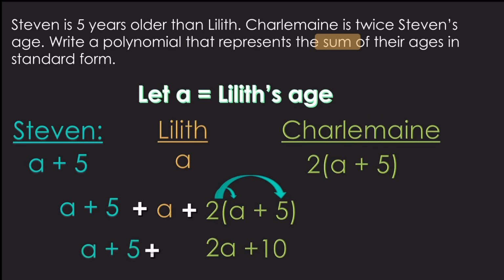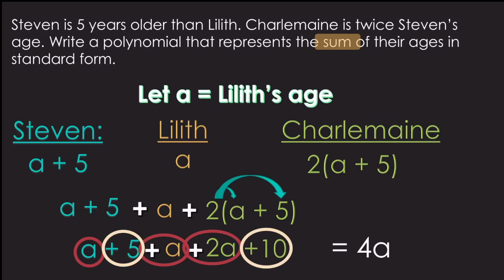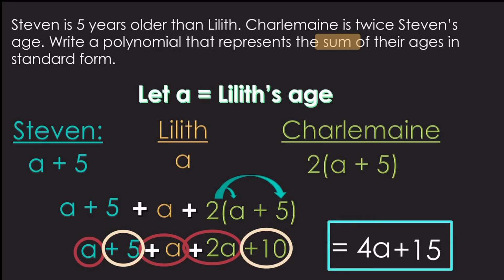Everything else gets rewritten. Now parentheses are gone. I don't have to do anything but, you got it, combine like terms. So I have 1A, another 1A, and a 2A. That's going to give me 4A. Then I have a 5 and a 10, and that gives me 15. That right there, that's the answer to this problem.